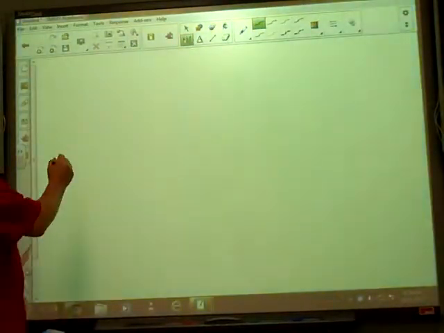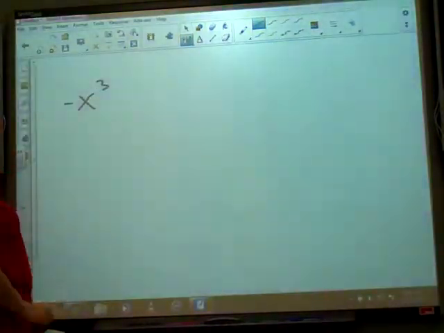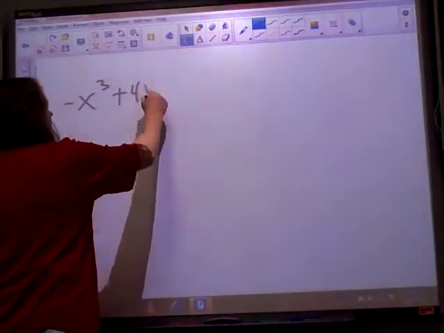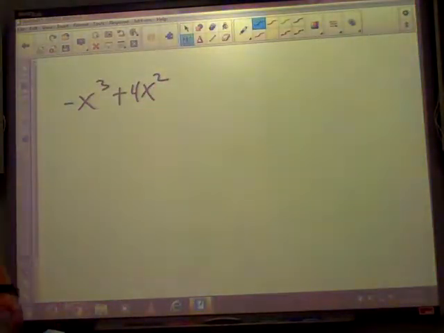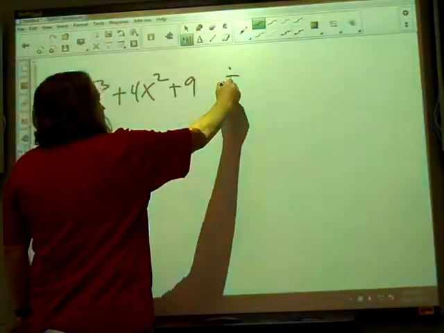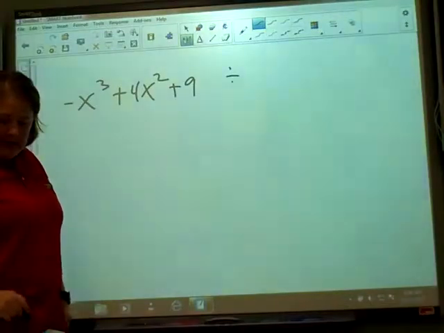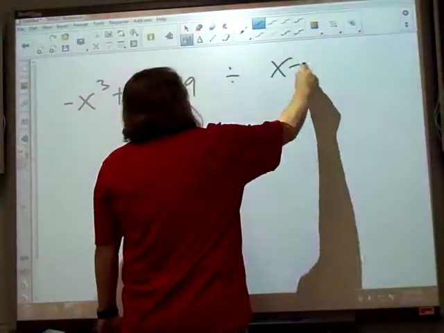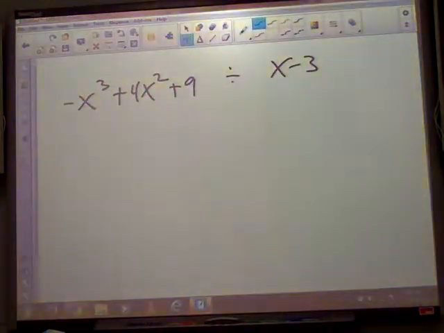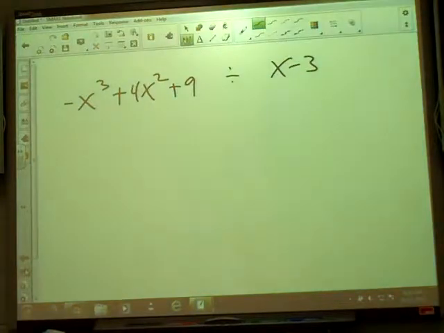All right. Negative x cubed plus 4x squared plus 9. We're going to divide that by x minus 3. We're going to do this one different. This one I'm going to do the new way. I'm going to use synthetic division on this one. I'm going to tell you when you know you can use synthetic division and then show you.